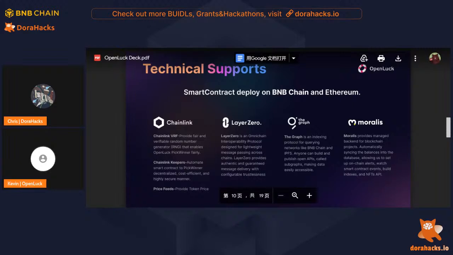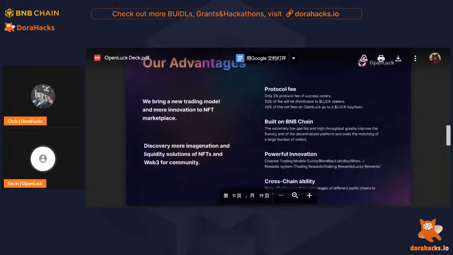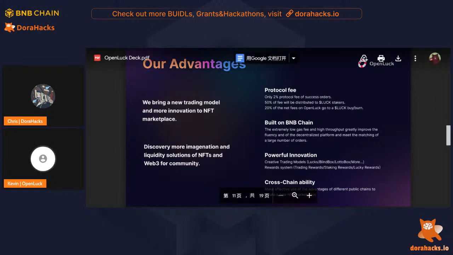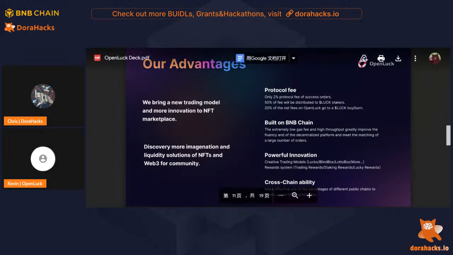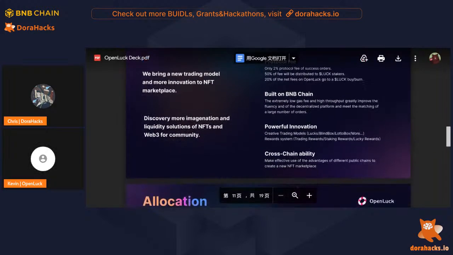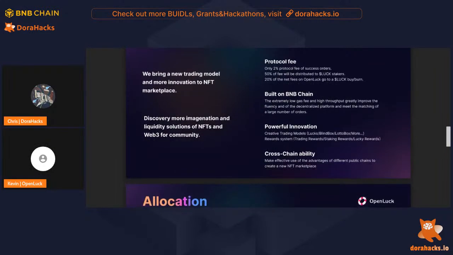This is our technical support: Chainlink, LayerZero, The Graph, and Merlin. Okay, then these are our advantages. We bring a new trading model and more innovation to the NFT marketplace, and discover more imagination and liquidity solutions for NFTs and Web3 for the community. The details here: protocol fee, built on BNB chain, powerful innovation, and cross-chain ability.